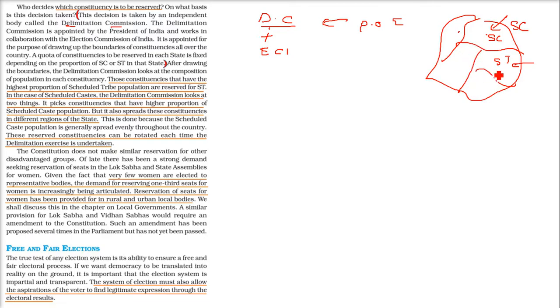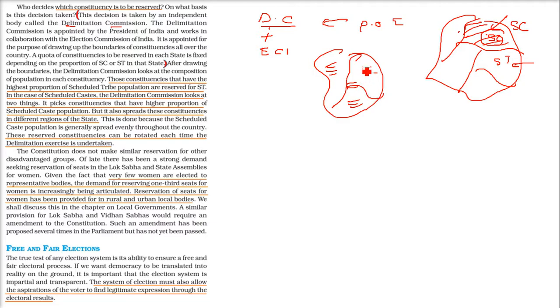Similarly for scheduled caste. Now the delimitation commission looks at two things. First, it picks the constituency that has the highest population of scheduled caste. But it also spreads these constituencies in different regions of the state. That is, a state may have SCs here, here, and here. So they also distribute, and every time, these reserved constituencies are rotated.